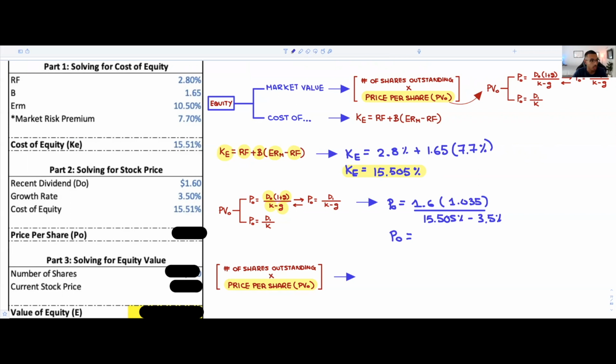We're going to have 1.6 times 1.035 over 0.1505 minus 0.035. And that's going to give you a very interesting amount. Just going to make sure that it's okay.